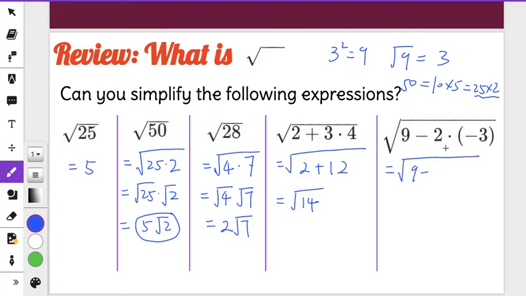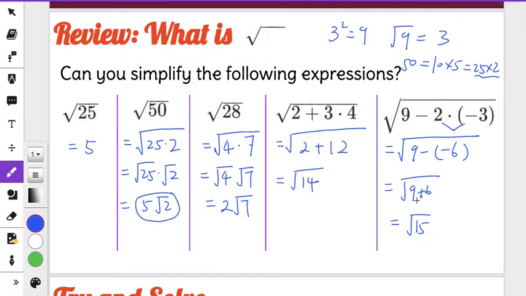This one, 9 minus 2 times negative 3, which is negative 6. And then we can use minus, minus becomes plus. So it's 9 plus 6, which is square root of 15. Again, no perfect square number as a factor, so there's no way we can simplify that.